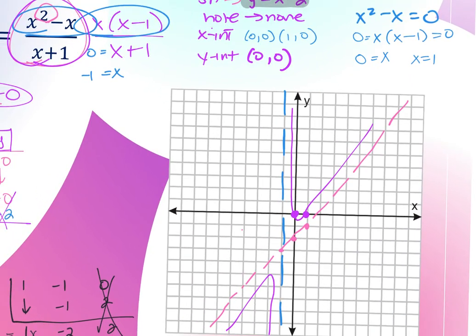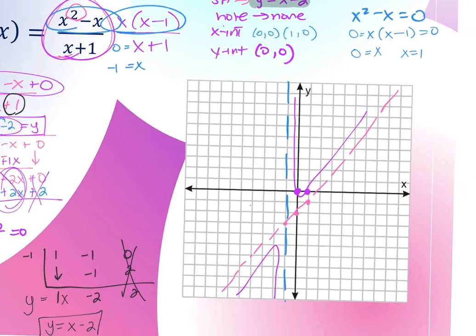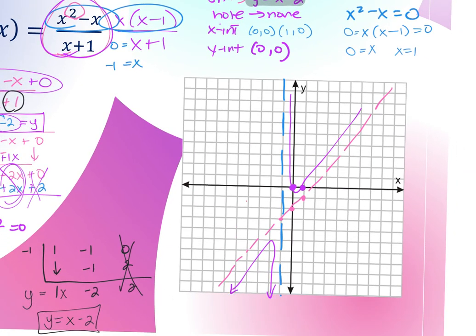So y equals x squared. Yep. Which is the one that you have to put the arrows on? The purple, these.